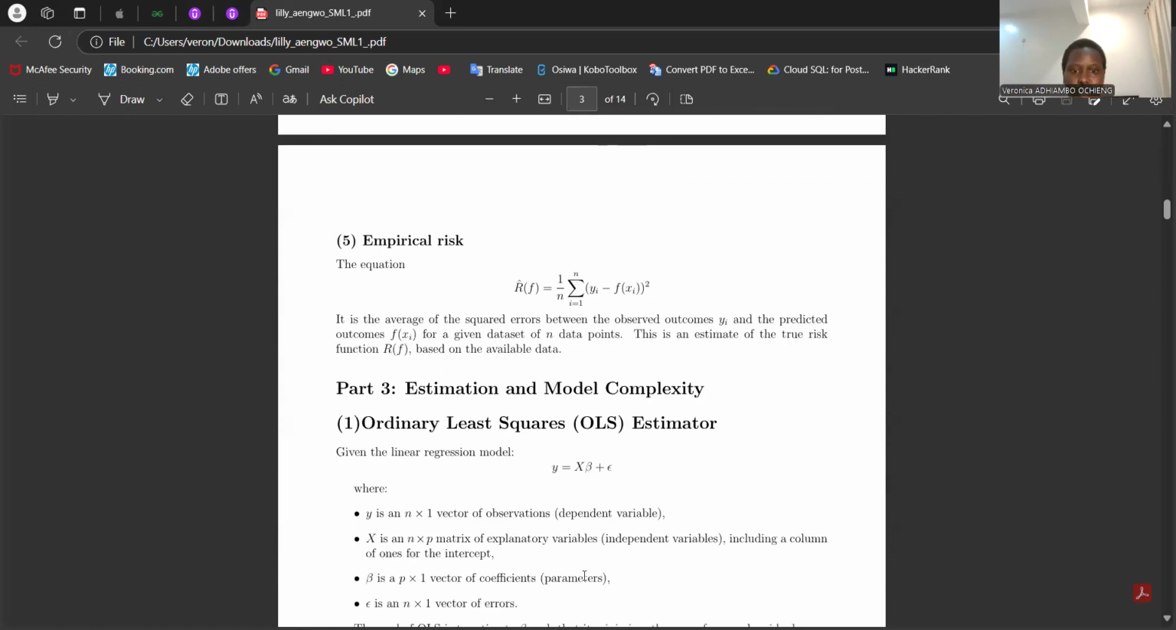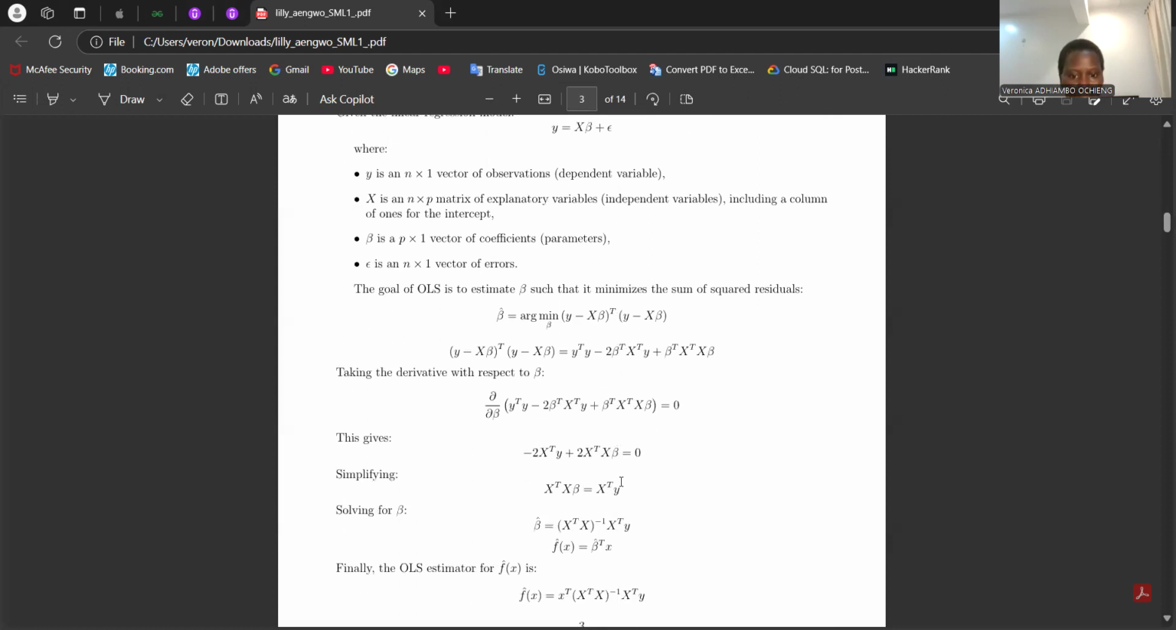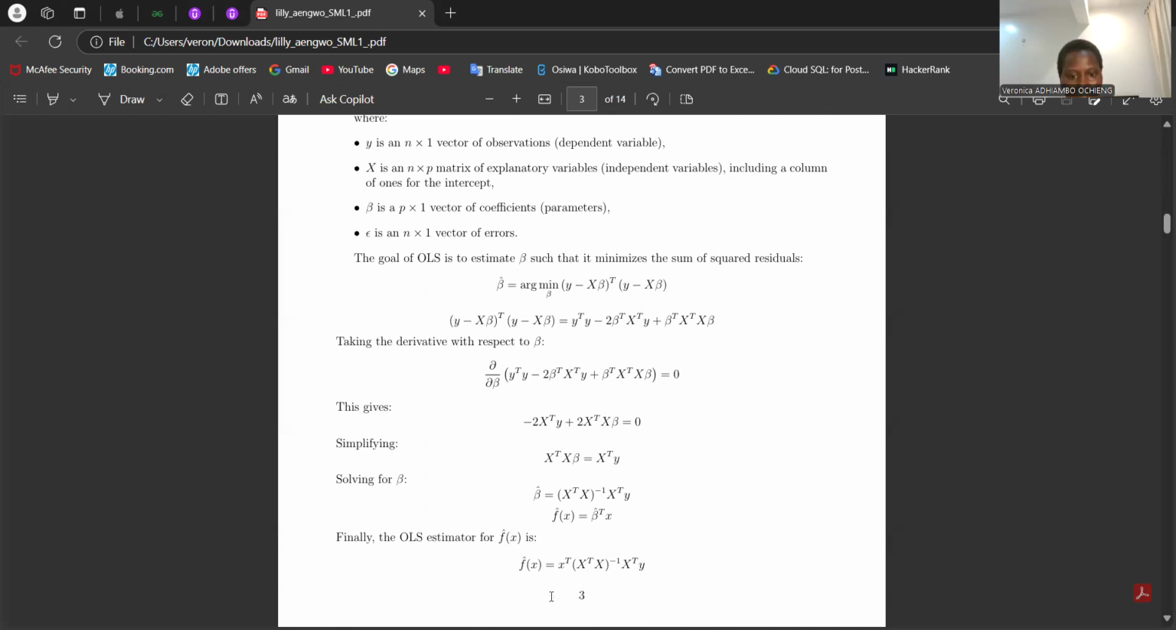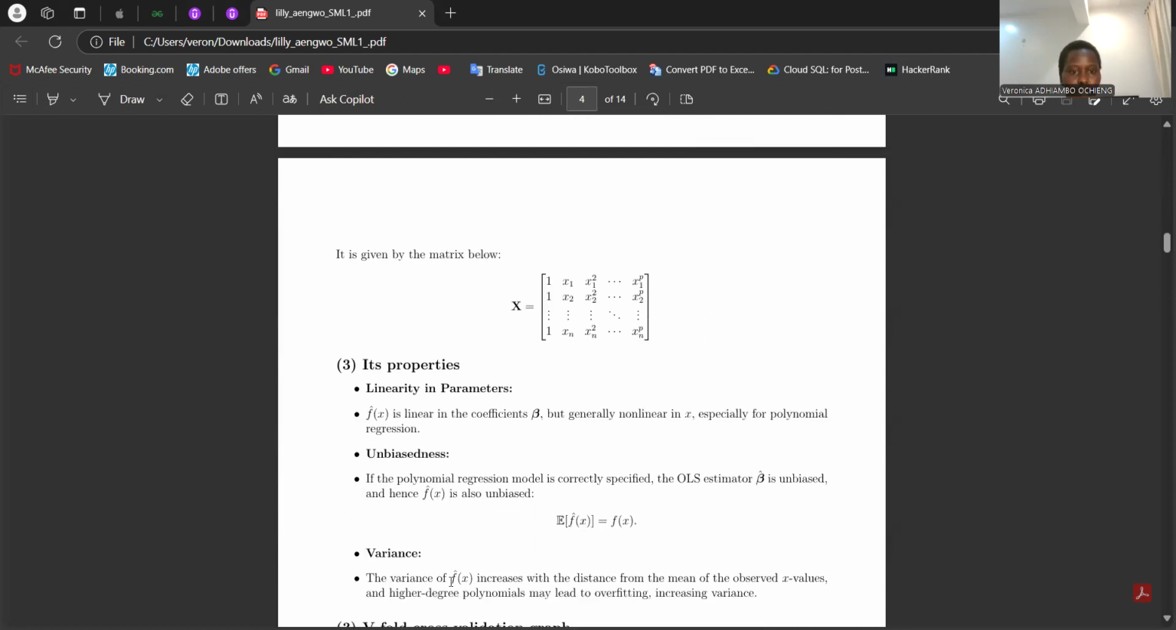Now coming to the estimation and the model complexity, I derived the formula of the OLS estimator, which is denoted by f hat of x, and it is given by the following matrix. I also checked the properties of OLS.